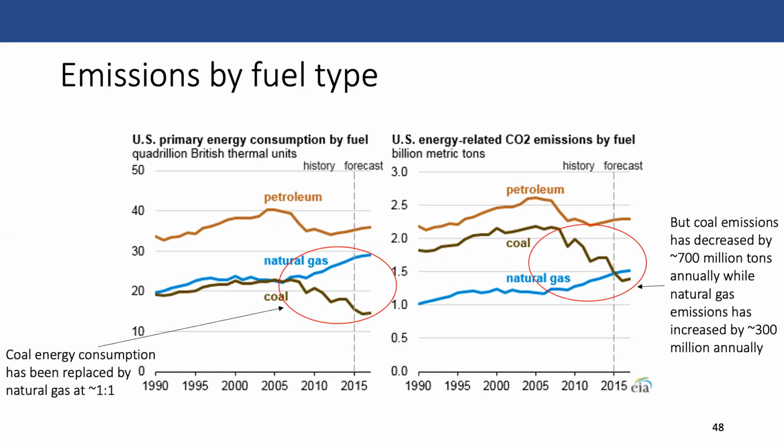So here, even though it's a one-to-one consumption, coal emissions have decreased by about 700 million tons annually, and actually even more than that now. Whereas natural gas emissions have increased by about half of that, 300 million annually.